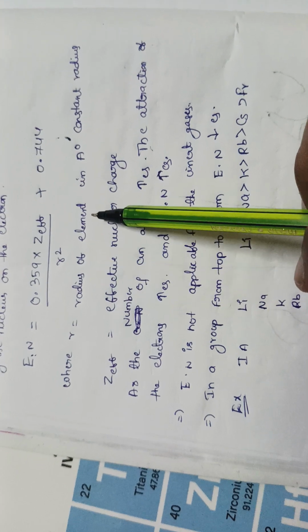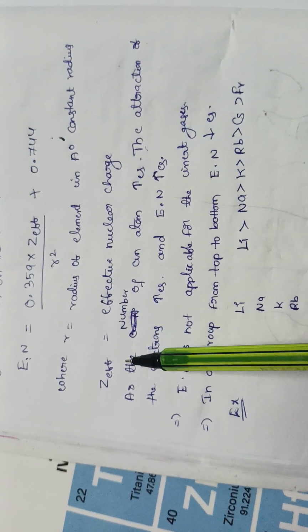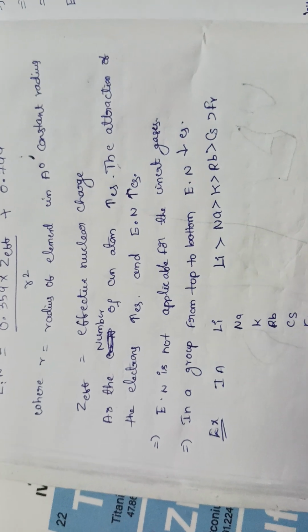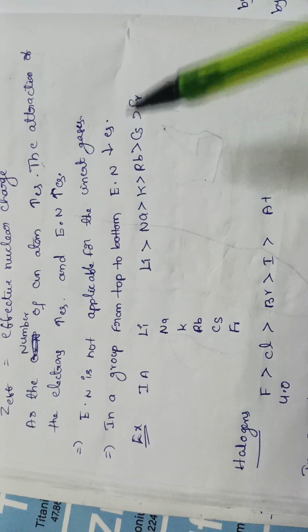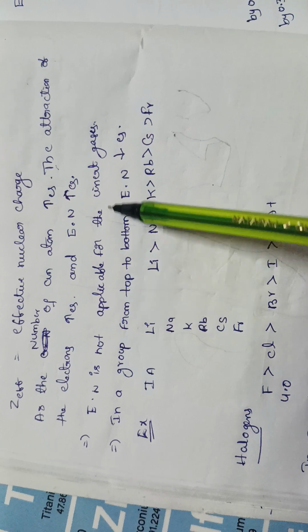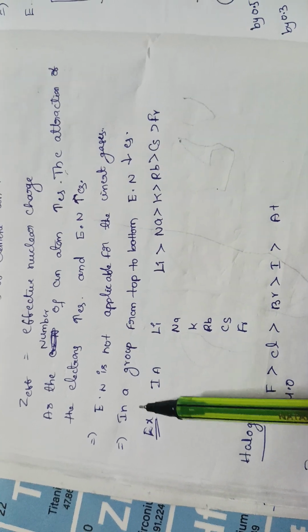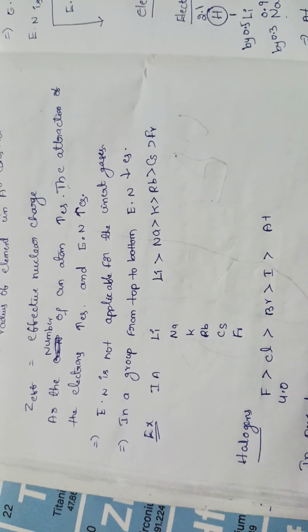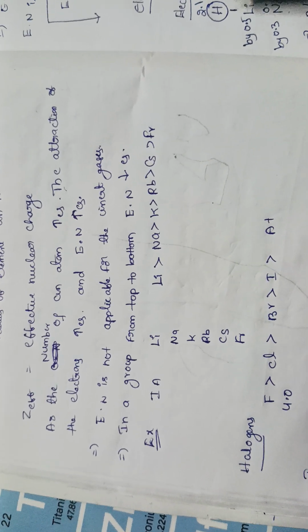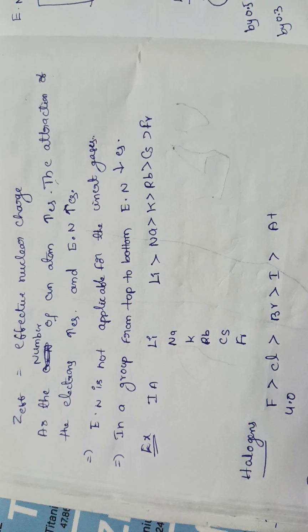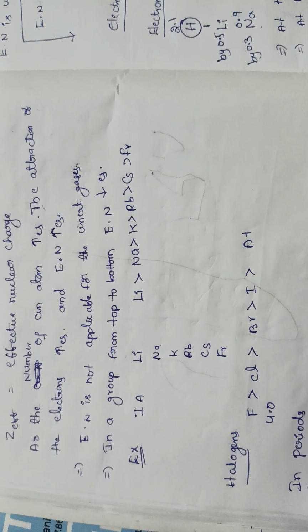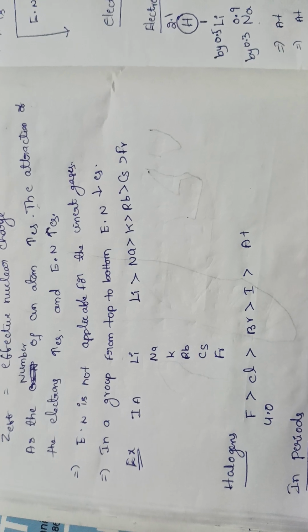Here R is the radius of an element in angstrom. Z effective is the effective nuclear charge. Electronegativity is not applicable for the inert gases. In a group, from top to bottom, electronegativity decreases. In periods, from left to right, electronegativity increases. That concept we already discussed in the earlier video.